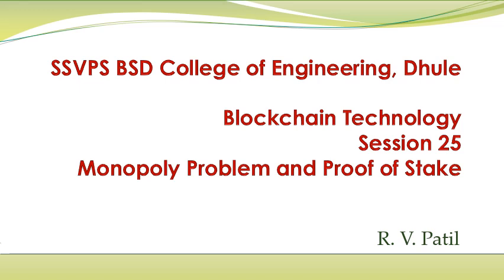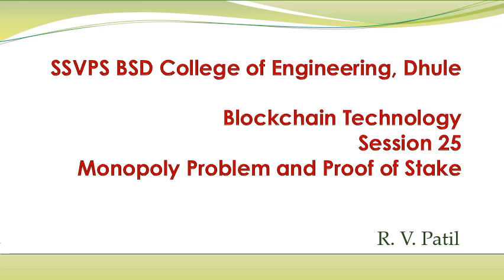Hello students, in the previous session we have studied the proof of work consensus algorithm. This proof of work has several disadvantages. As we know, in proof of work the miners have to solve a mathematical puzzle, and for solving the mathematical puzzle a powerful computer is required. Then it also requires a lot of energy.